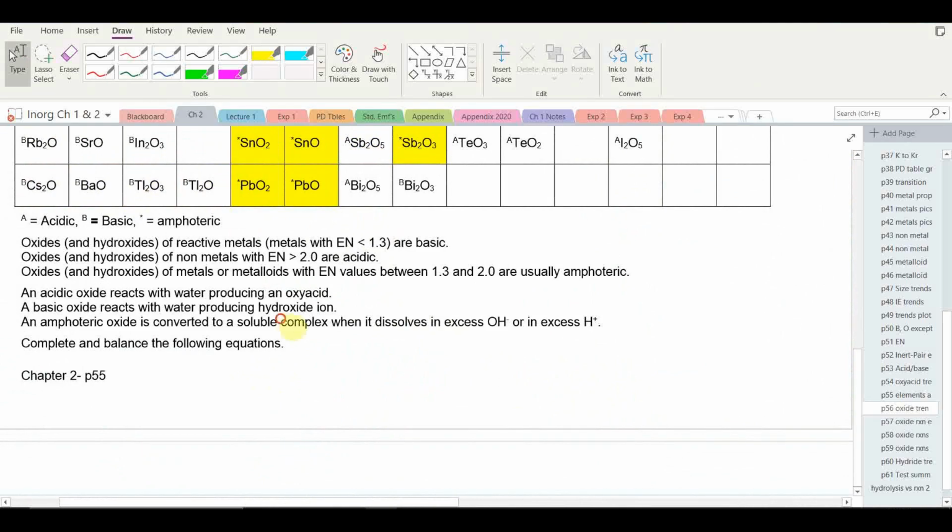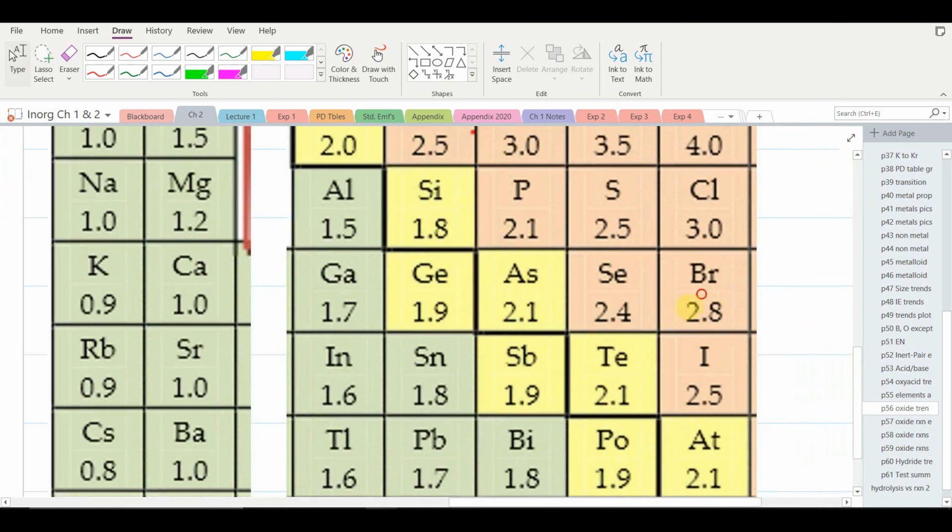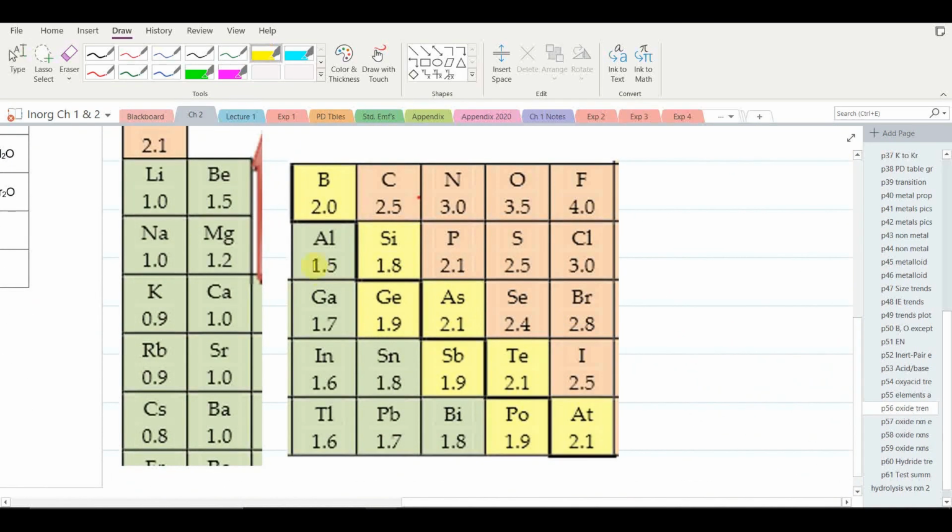And finally we have here the oxides and hydroxides of metals or metalloids with electronegativity between 1.3 and 2. They're usually amphoteric. So where are the metals or metalloids with electronegativity between 1.3 and 2? Well, pretty much anything in here, right? These are the metalloids and these are some metals. So this whole region should have amphoteric metal and metalloid oxides.